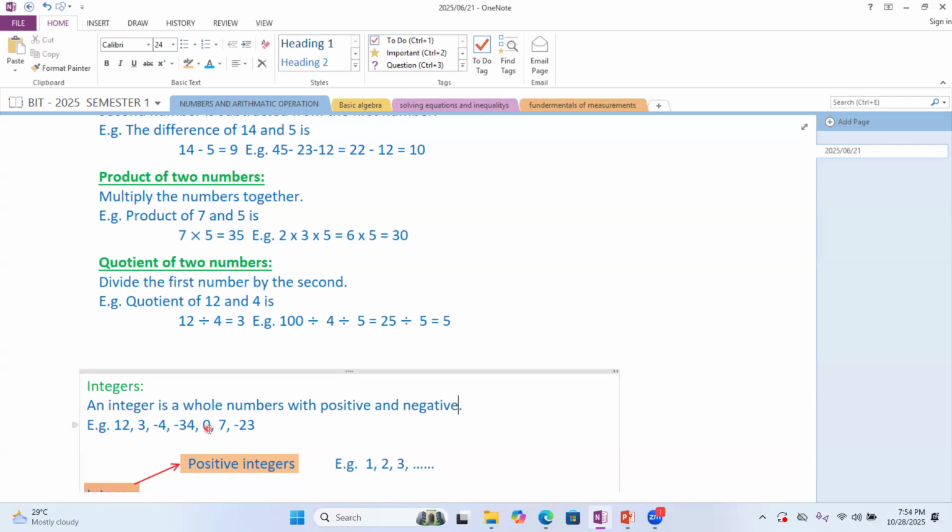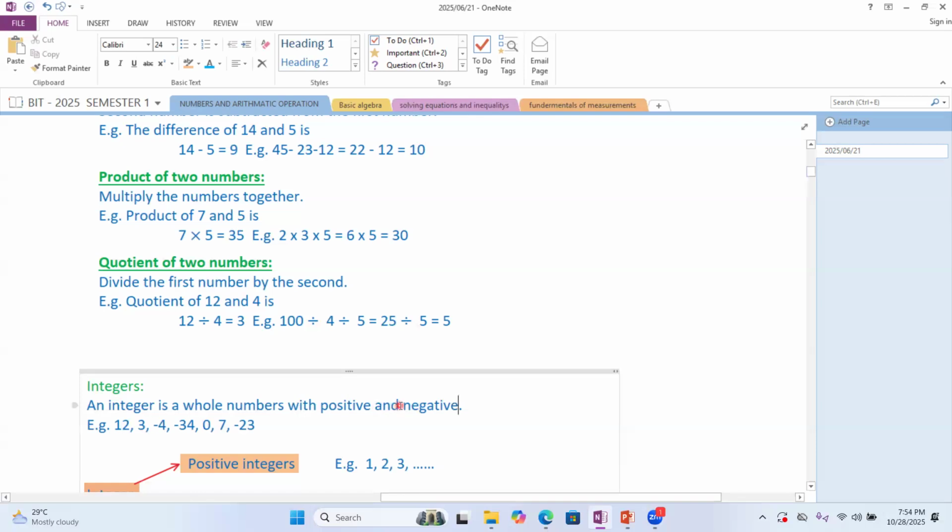Zero is neither negative nor positive. There is no positive and negative in this zero. And 7 is a positive, minus 23 is a negative. So the integer means whole numbers with positive and negative, and also zero.